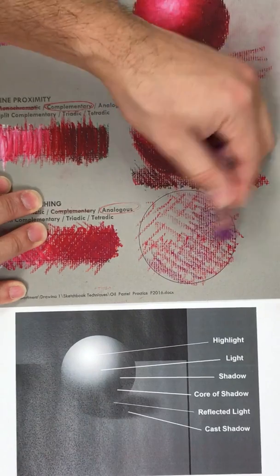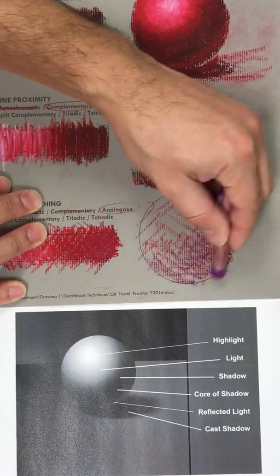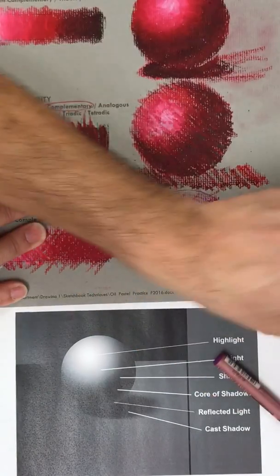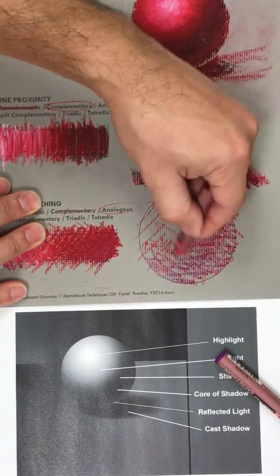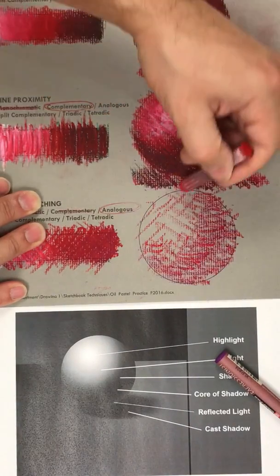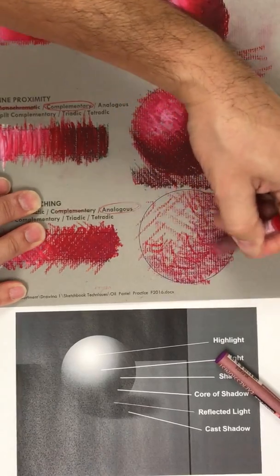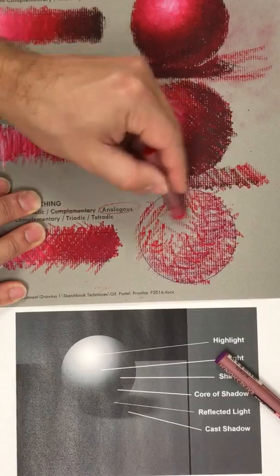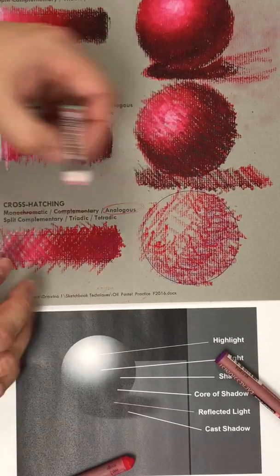And then I'm going to come in here a little bit darker, going across, sticking to the contour of the object, just like I did with line proximity. Then I can come in here with some more of the red. Building it up. I think I'm at a good point right there where I can start to introduce some of the white.